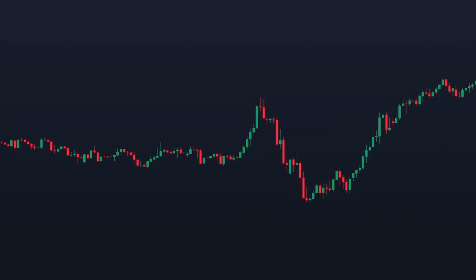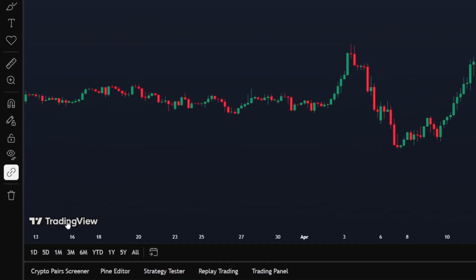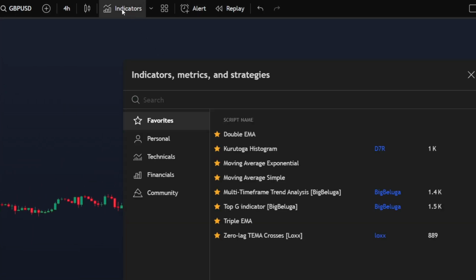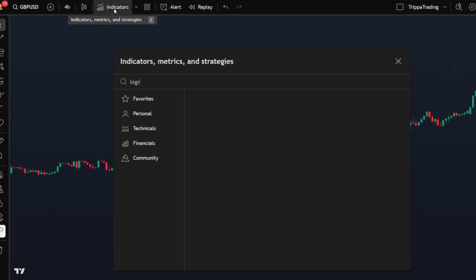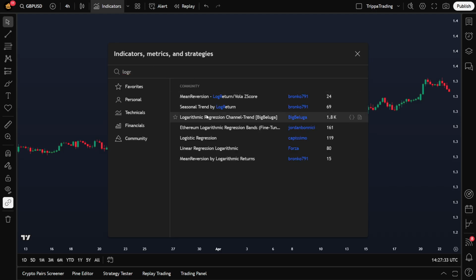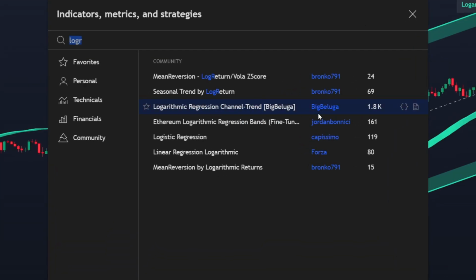To load it on your trading chart, open TradingView. I'll be using it throughout this video. To add the indicator, click on that indicator's button and search for Logarithmic Regression Channel Trend. After that, add this one created by Big Beluga.